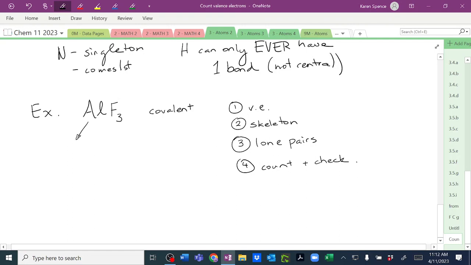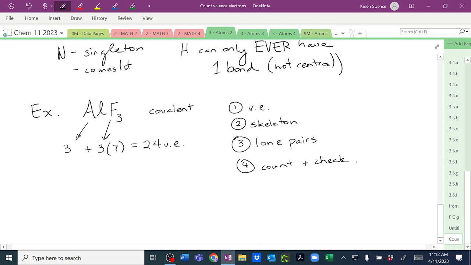How many valence electrons does aluminum have? 3 valence electrons. Fluorine has 7, but there are 3 of them, so it's going to be 3 times 7. Okay. And then we have 3 times 7 is 21, plus 3 is 24 valence electrons.